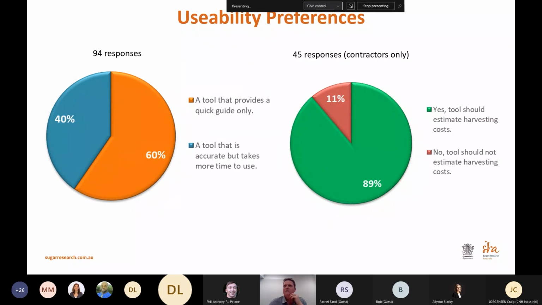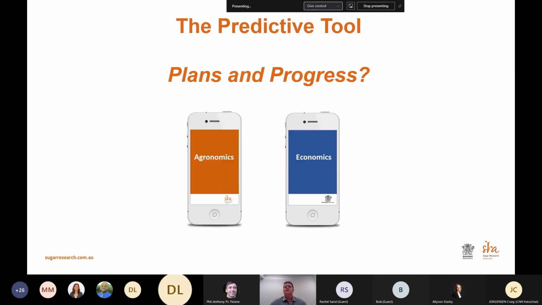On the right-hand side, we had 90% of the contractors that responded saying that, yes, the tool should estimate harvesting costs. So just for me, it just highlighted the need out there for help in this area, and we're hoping that the tool will help in that area going forward. So that's the survey. Getting into the tool itself, the predictive tool, plans in progress.